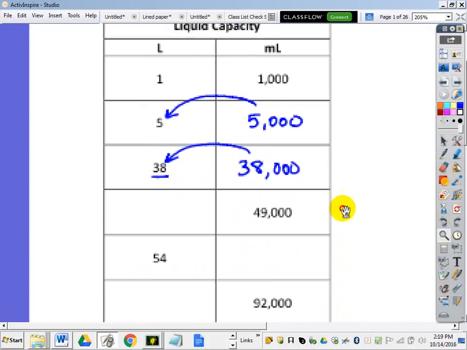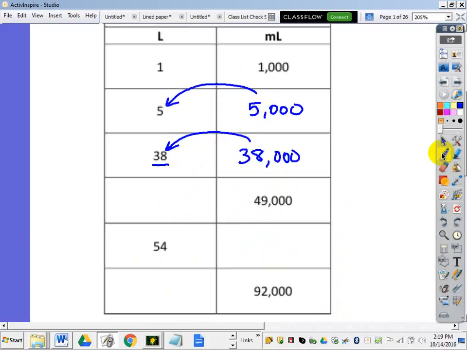All right, the pattern's not hard, so if it's an easy pattern, I can just fill it in, right? 49 moves over, there's 49. And now I've got to go back the other way. So I got 54, so put the 54 back. Make sure you have the right number of zeros. 92, could you answer that? 92 is going to come over here. So we see the relationship is 3 zeros all the way down with these answers here.